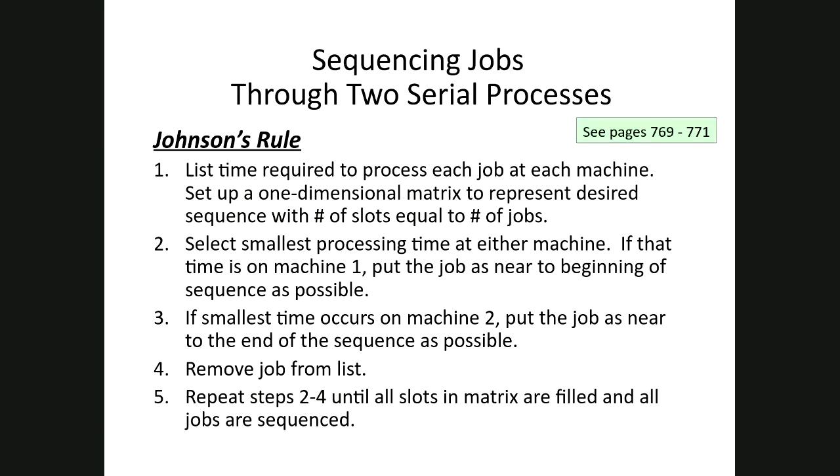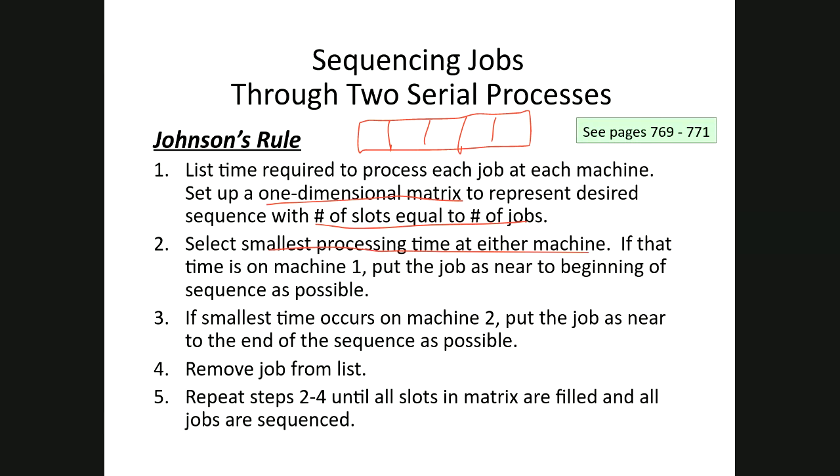Again, it's just what we've said before. You list the time required to process each job at each machine. Set up a one-dimensional matrix to represent the desired sequence, with the number of slots equal to the number of jobs. What does that mean? That was our horizontal matrix on the previous slide, and we had five different cells, 1, 2, 3, 4, 5, for the jobs that we wanted to sequence. That's the one-dimensional matrix. Select the smallest processing time on either machine.